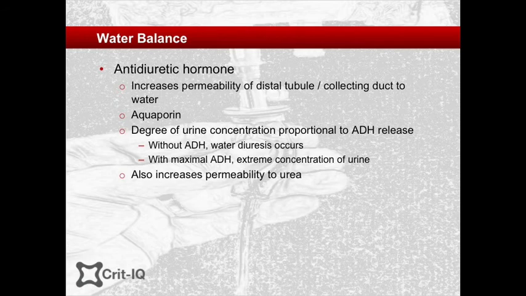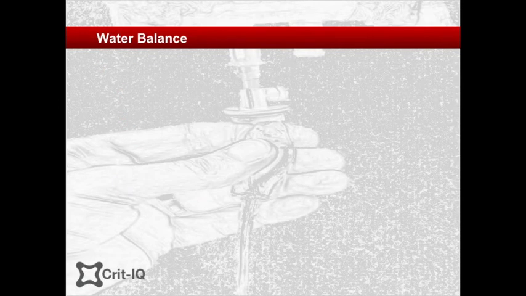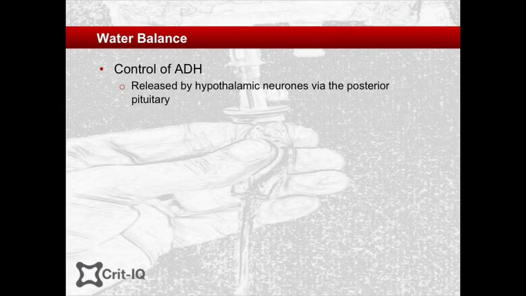ADH also increases the uptake of urea by the collecting ducts, which further increases the medullary gradient. It also has a permissive effect on blood pressure. It is required to enable some vascular reactivity, allowing maintenance of normal blood pressures. It is sometimes, therefore, known by its other name, arginine vasopressin. Hypothalamic neurons, whose axons terminate in the posterior pituitary, release ADH directly into the blood. A number of mechanisms stimulate the release of ADH.